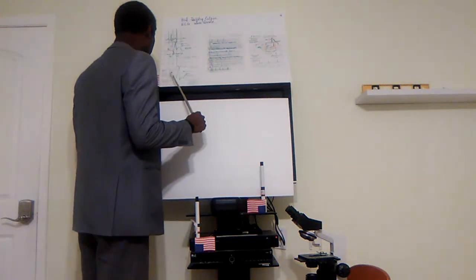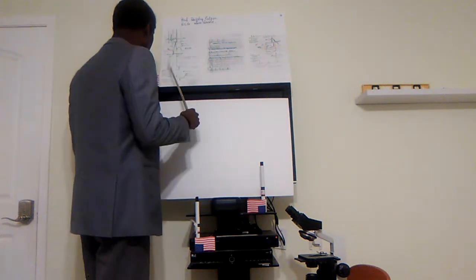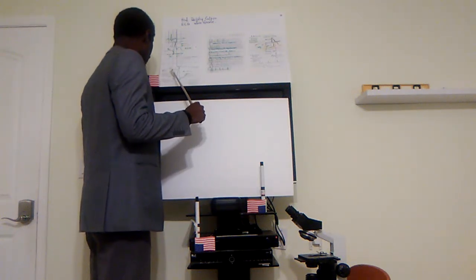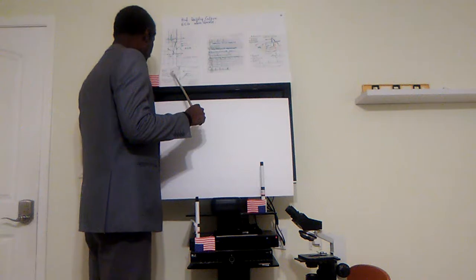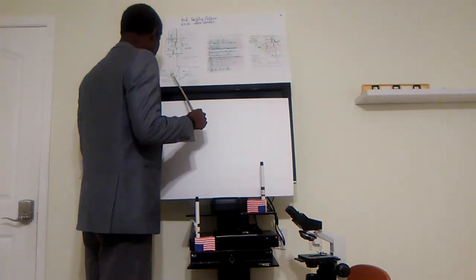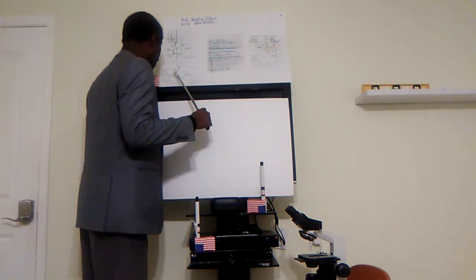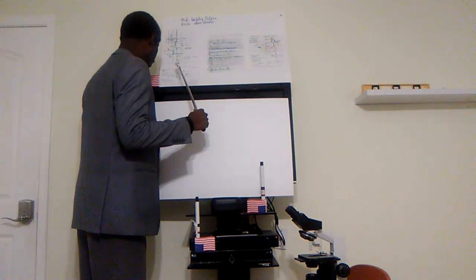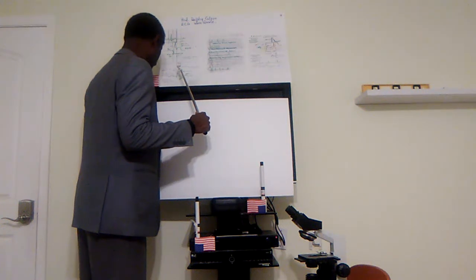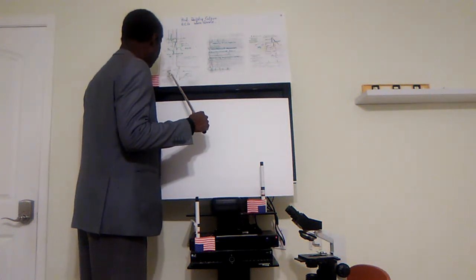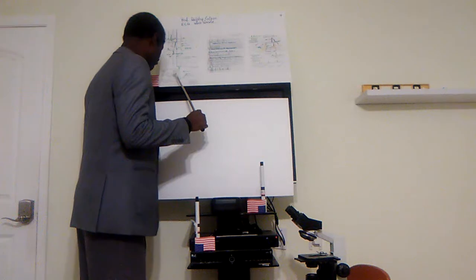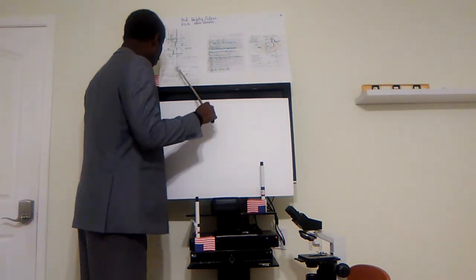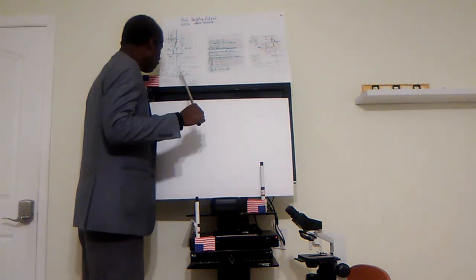And what we have is the P wave, which we have said before is the contraction of the atria. And from here to here, the PR segment, this straight segment, is where the electrical impulses go down to the bottom chambers, the ventricles. And from here, we have the QRS complex, which is where you have the contraction of the ventricles.